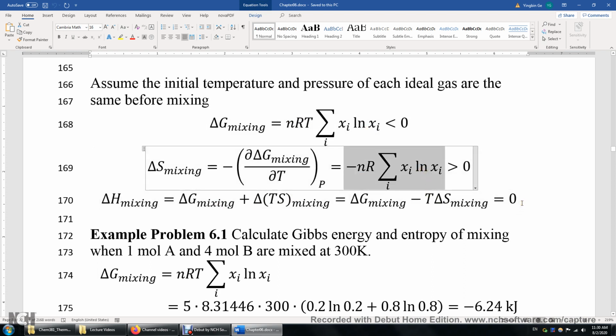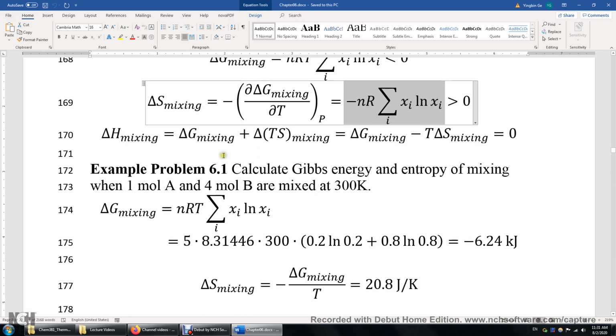What about the internal energy of mixing? Well, it's definitely 0 because, again, we're talking about ideal gases. The mixing does not change the potential energy. It's always 0. It does not change the kinetic energy as well because we assume there is no temperature change. Therefore, there's no kinetic energy change. The mixing of ideal gases does not change the internal energy or enthalpy. However, the entropy increases. The Gibbs energy decreases.